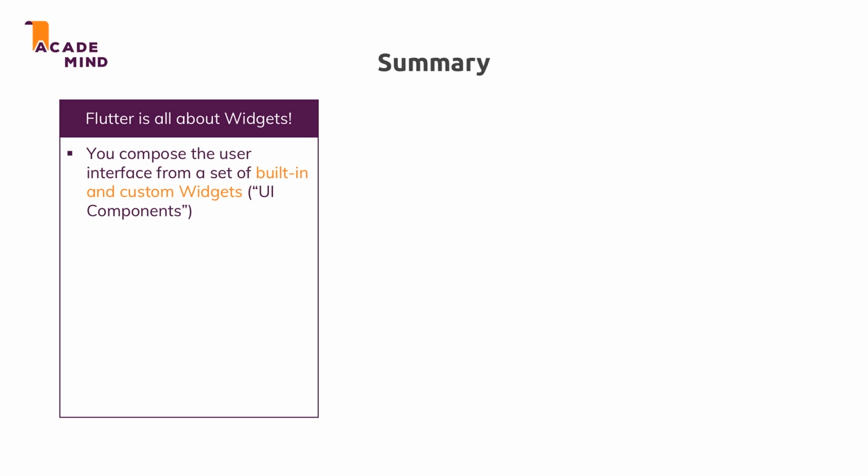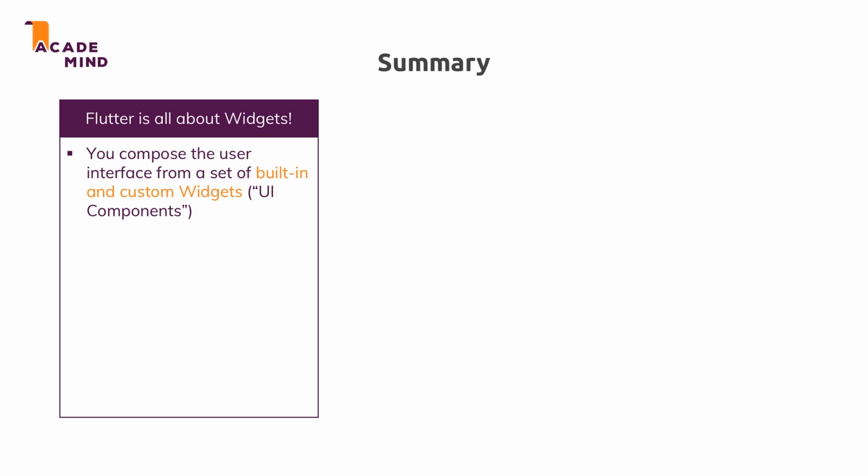You compose the user interface, which you're seeing in your app, from a set of built-in widgets, which you can of course also put together into your own custom widgets so that you get reusable UI components, which you can then use to build your user interface. So it all comes down to these widgets, and you build this widget tree.